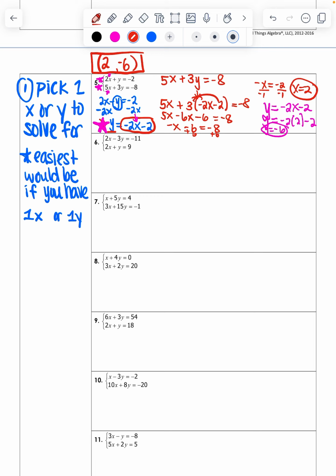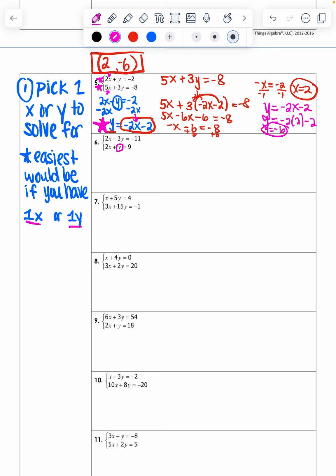We're going to do a couple more together before you try some on the worksheet. Now, number 6, again, we have options. We can solve for this x, this y, this x, or that y. But what's important is that you understand which one is the easiest. And the easiest to solve for is always going to be any equation that has one single x or one single y in it. In number 6, the second equation has a single y. So that is the easiest to solve for.